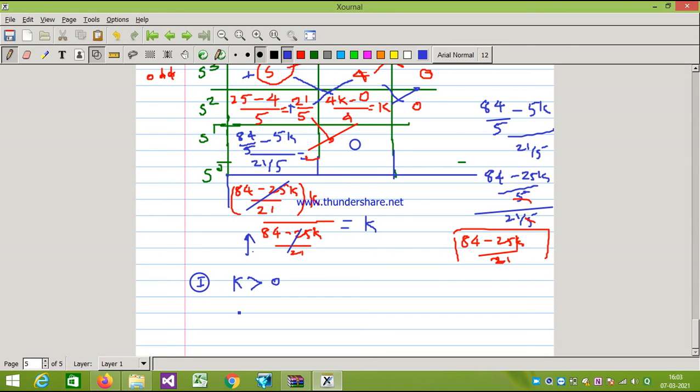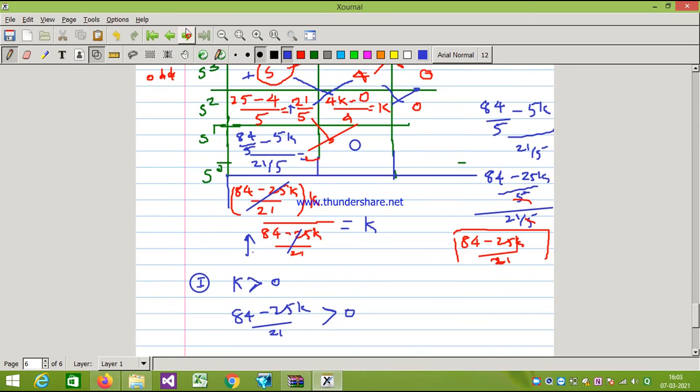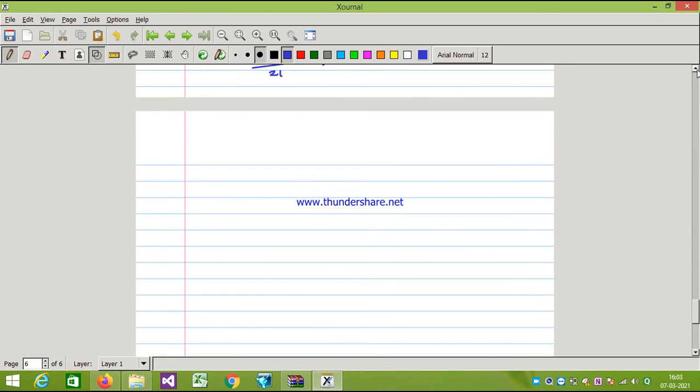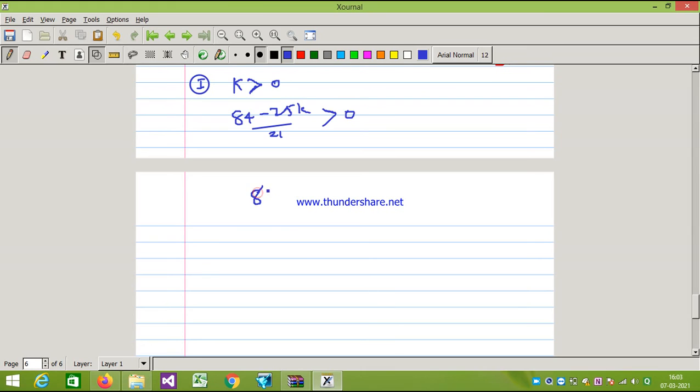Here, what is this second element? It is 84 minus 25k divided by 21. It should also be greater than 0, right? See, it should be greater than 0. So how to solve this? Let's move on to the next page. I am just writing down again: 84 minus 25k divided by 21 is greater than 0, right?